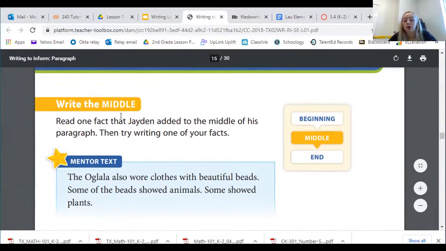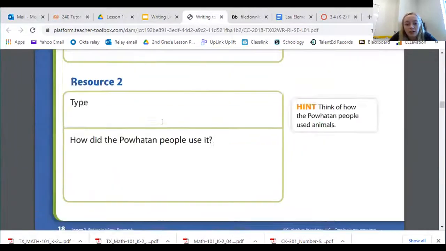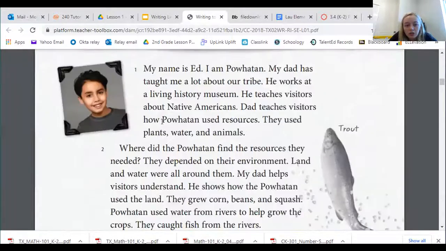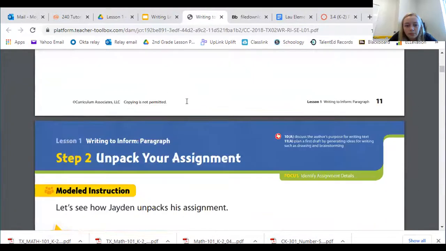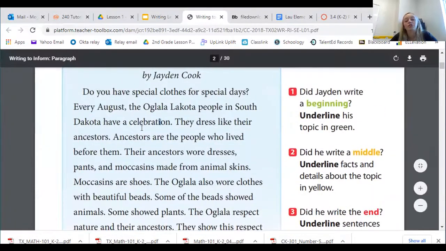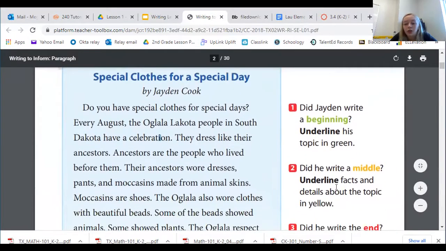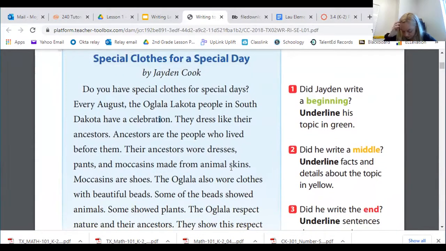So it's asking us to go back to the mentor text that Jaden wrote. Let's go back and find it in our book. I believe it's page 11. Yes, page 11. And we underlined the middle in yellow. So find where you underlined in yellow and pick out one detail that Jaden included.